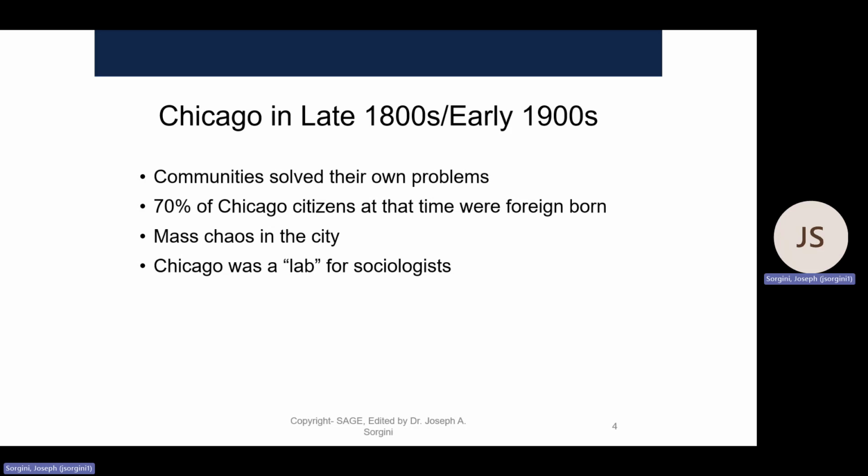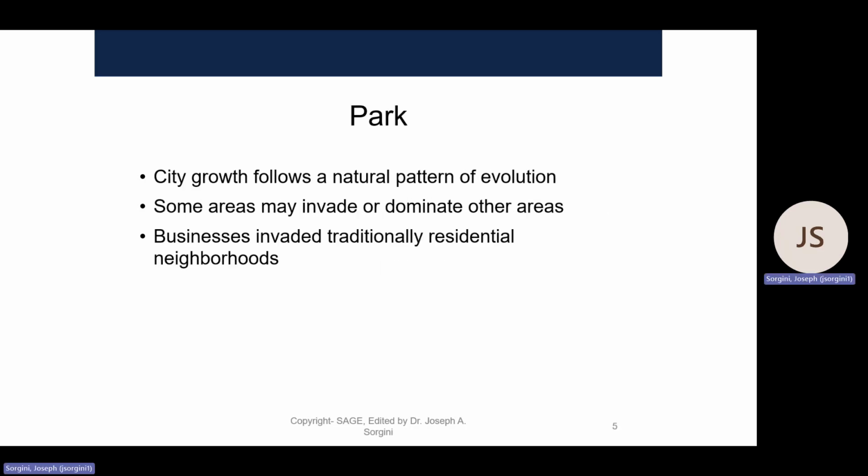So sociologists started to go in and take a look at this and say, can this help us understand this idea of transmission of crime? And why does it occur in certain areas when they're structured the way they are? So Park was one of the first. Basically, you looked at city growth and this idea of evolution of city growth.